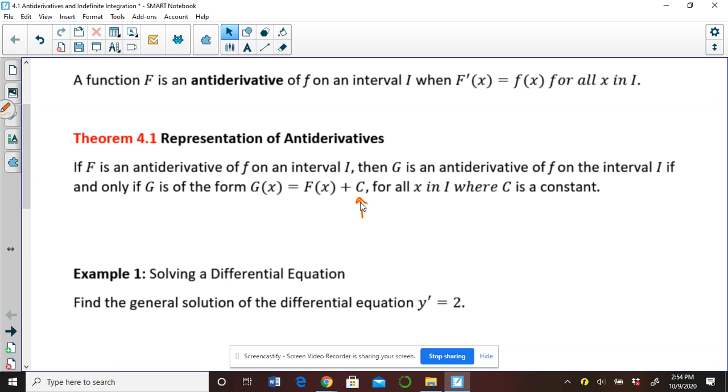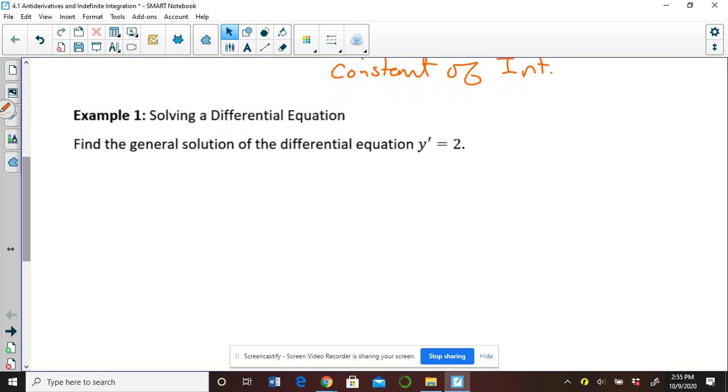So we're going to have this constant of integration that's going to have to be put at the end of each piece. So let's look at an example.